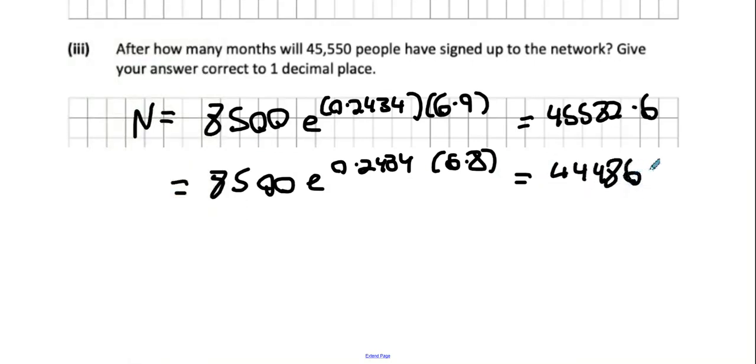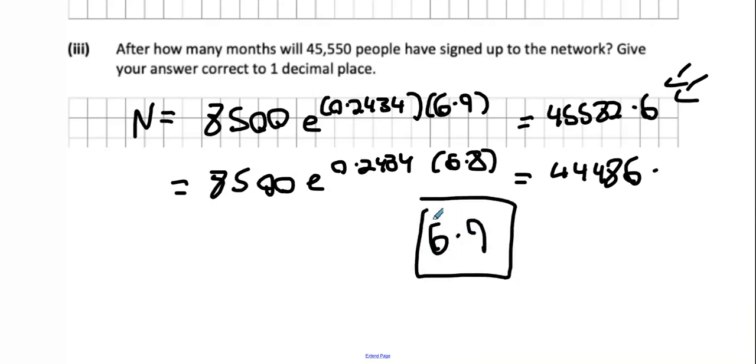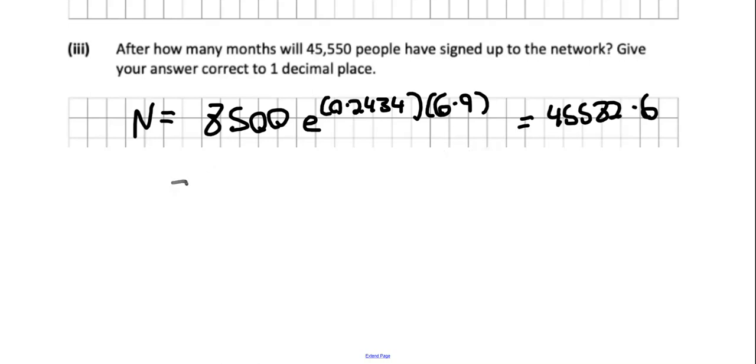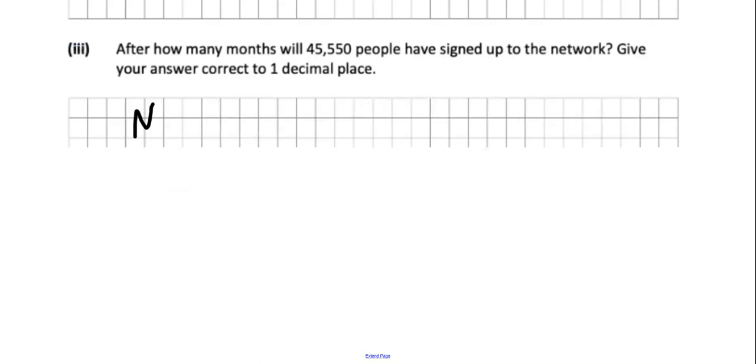44,486. And because this one's closer, isn't it? Would you agree that's closer? So then you say the answer we got was 6.9. Now, the way you're meant to do it is using logs. Okay? So here's how you're meant to do it. You're meant to go back to the start. You're meant to say that your n value is 45,550.